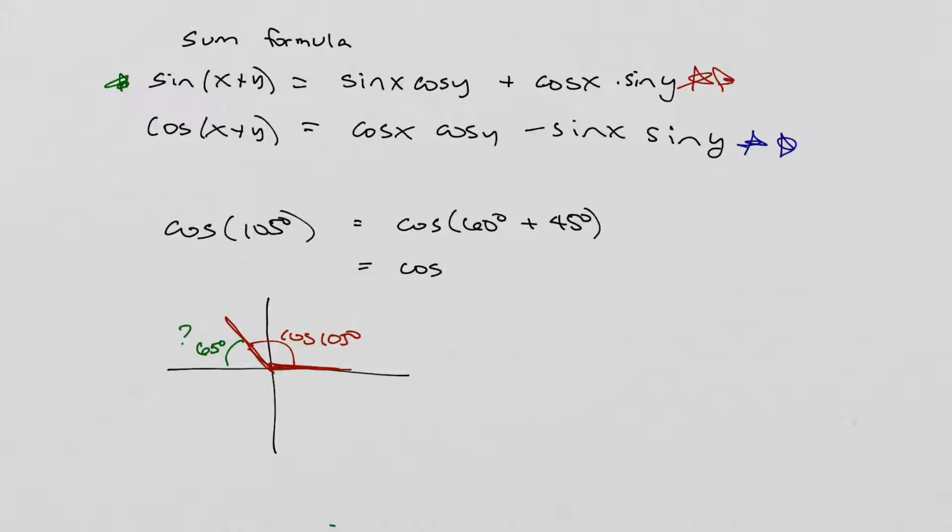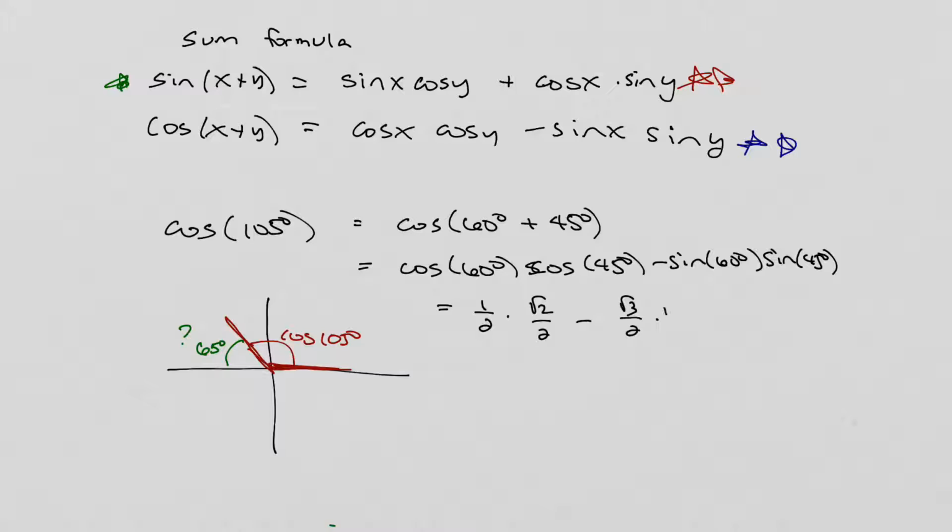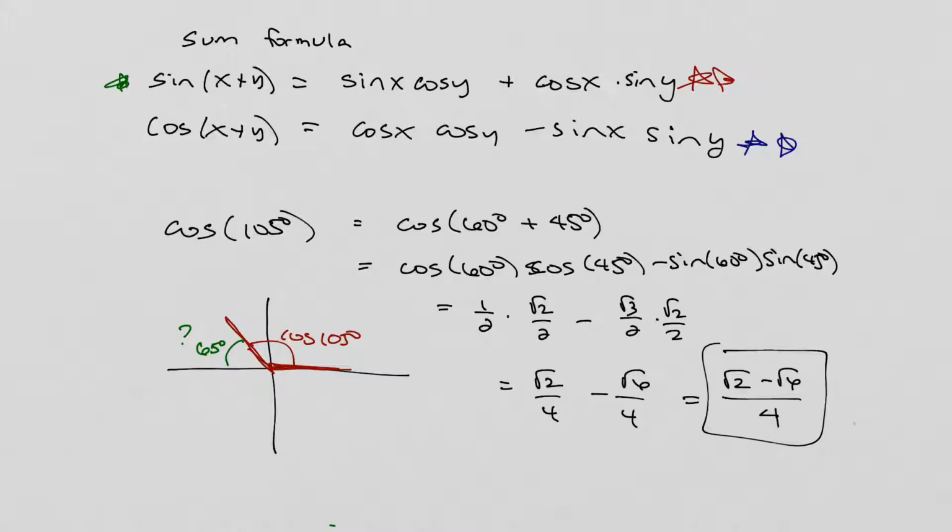And using this formula, that's cosine of 60 degrees times cosine of 45 degrees minus sine of 60 degrees, sine of 45 degrees, which is 1/2 square root of 2 over 2, square root of 3 over 2, square root of 2 over 2, so that's square root of 2 over 4, square root of 6 over 4, which combines into that. Okay. So again, we could come up with this kind of a strange angle using this sum formula.